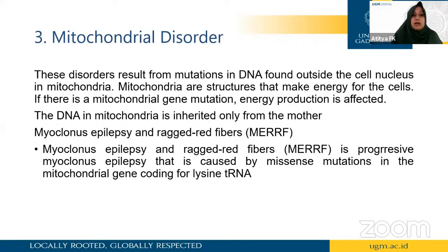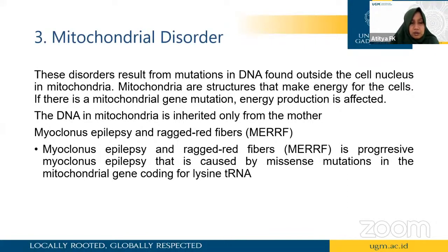Kemudian yang ketiga adalah gangguan pada mitokondria. Jadi gangguannya terdapat mutasi dari DNA yang bukan di inti sel tapi di mitokondria. Seperti yang kita ketahui, mitokondria adalah struktur yang berfungsi untuk menghasilkan energi pada sel. Jika terjadi mutasi pada mitokondria, maka produksi energinya akan terganggu.